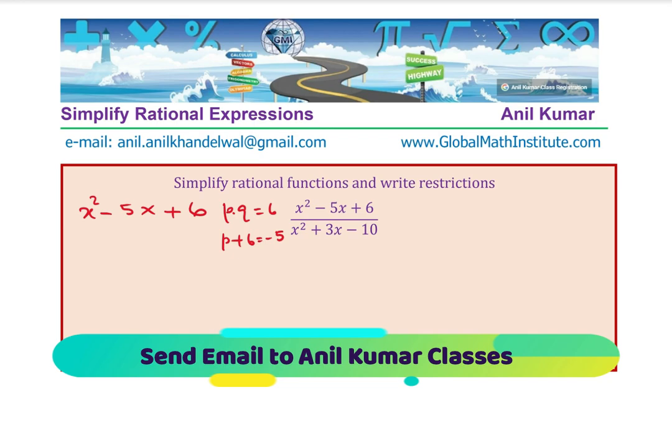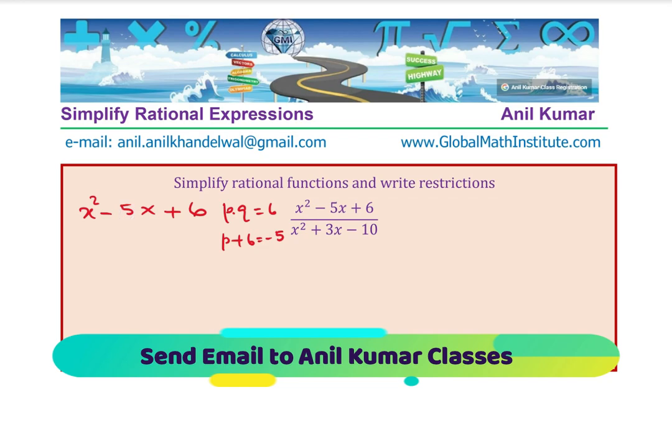Now since after addition you have a negative number, then the bigger number should always be negative, correct? And in this case, the product is positive, which means both are negative, right? So 6 is 3 times 2, and 3 and 2 when added will give you 5. Both negative will give you minus 5.